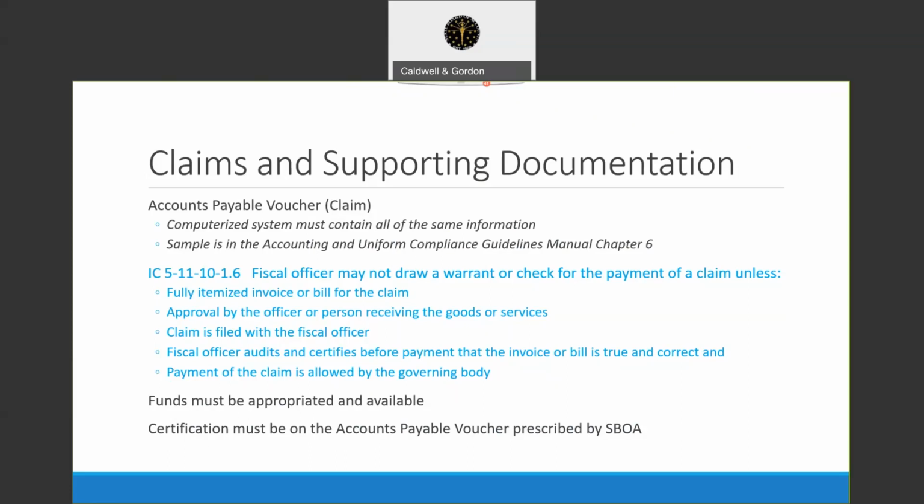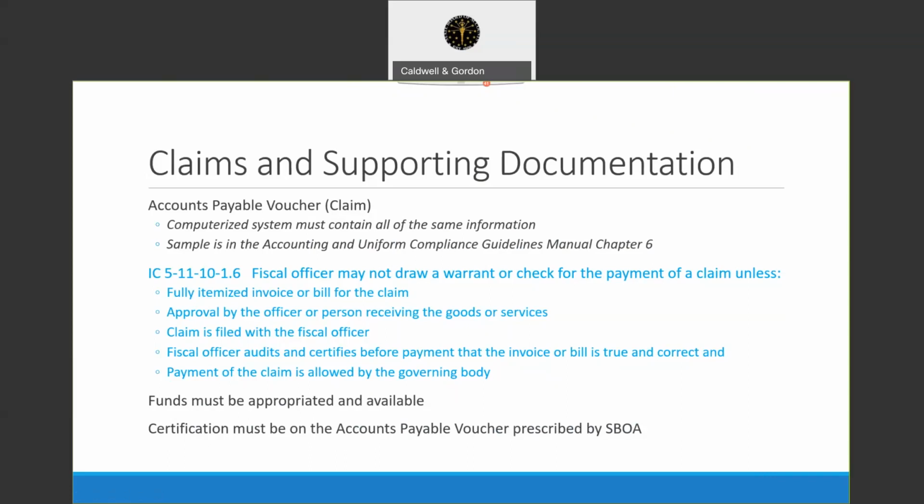The claim is filed with the fiscal officer, and the fiscal officer audits and certifies before payment that the invoice or bill is true and correct. This certification is also on the face of the APV. Payment of the claim must be allowed by the governing body. Funds must be appropriated and available, and that information should also be recorded on the accounts payable voucher.